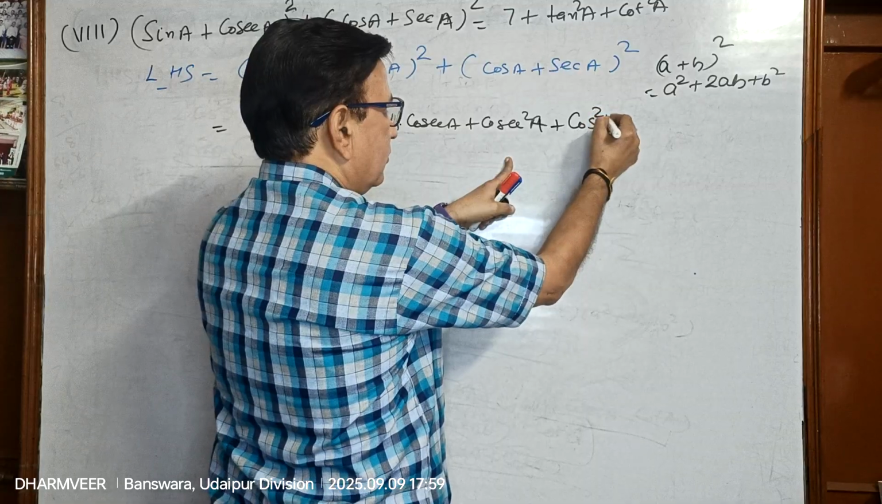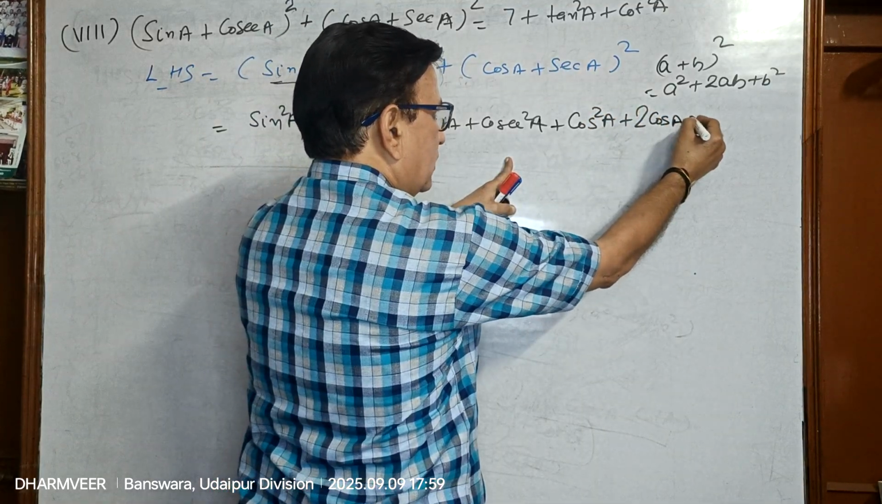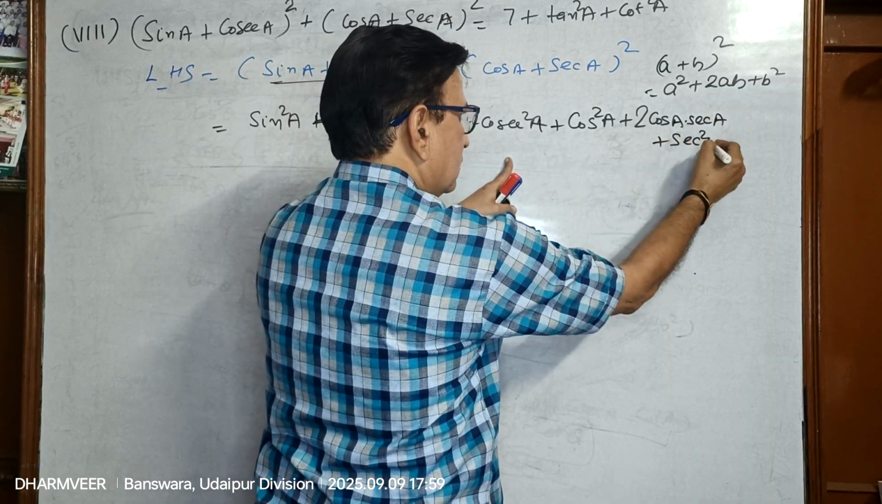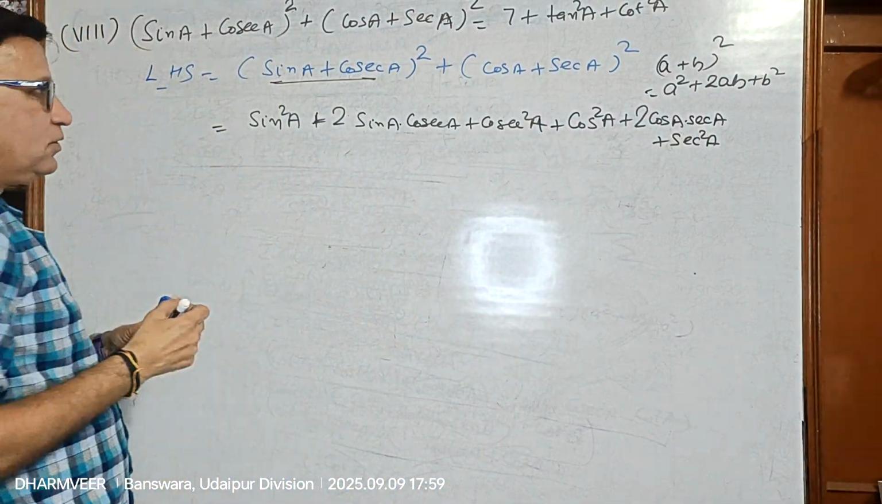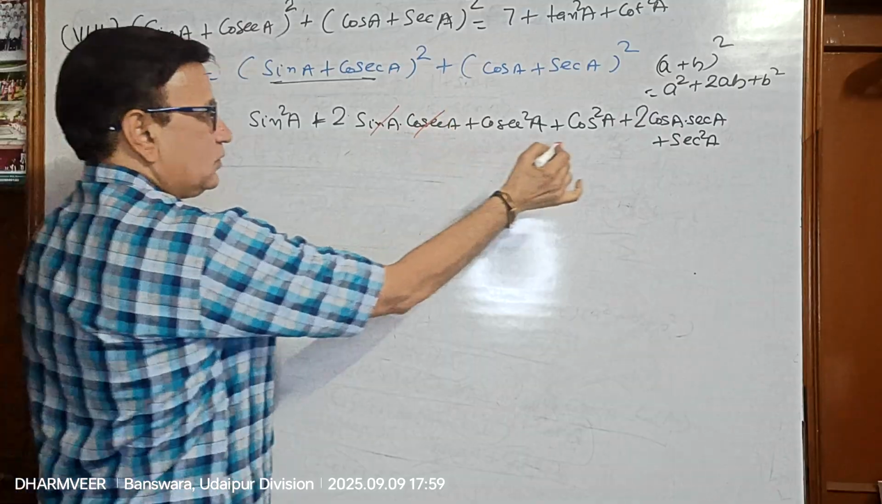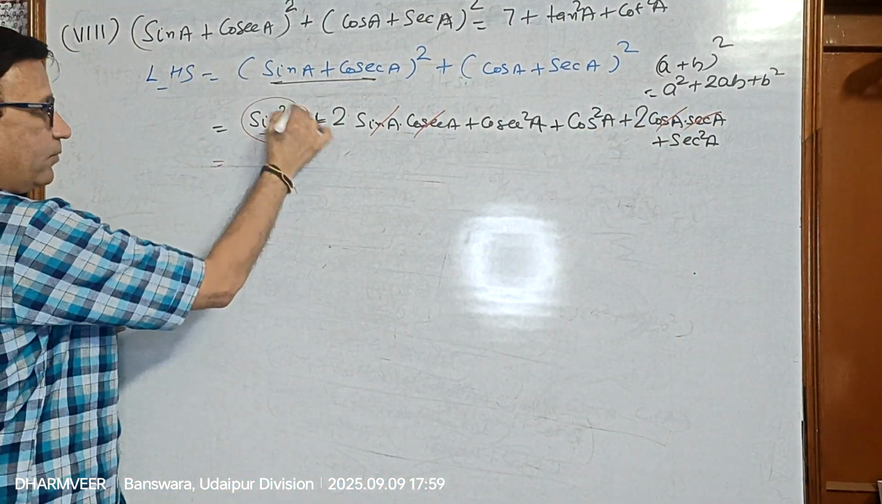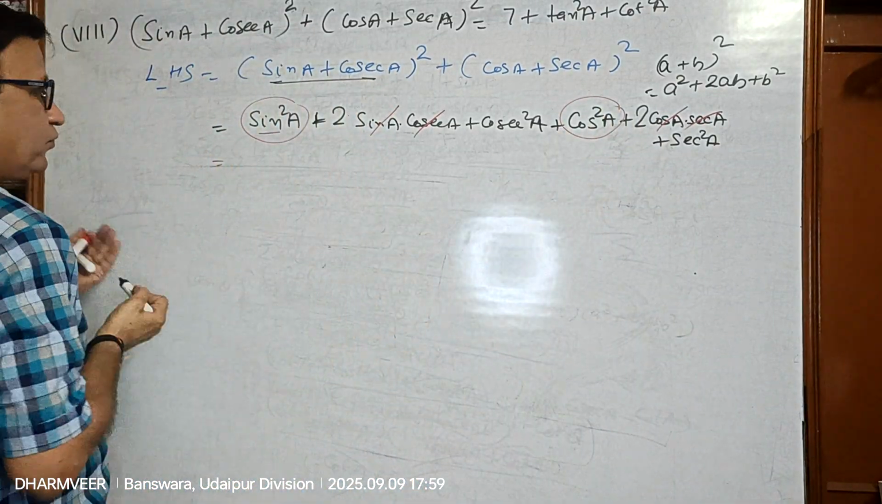Cos square a plus 2 cos a dot sec a plus sec square a. Now you see here, both are reciprocals, sin and cosec, so it has gone. This also has gone. Now this sin square a and this cos square a becomes 1. So write together.